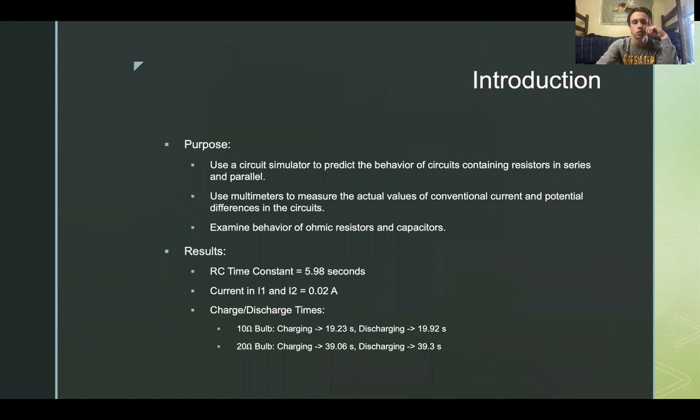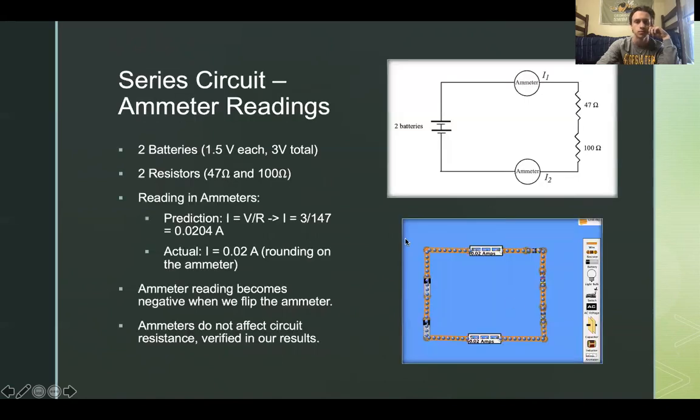Some of the results from this experiment include calculating our RC time constant, which was 5.98 seconds, the current in the I1 and I2 locations, which was 0.02 amps, and the charge and discharge times for a 10 ohm light bulb and a 20 ohm light bulb.